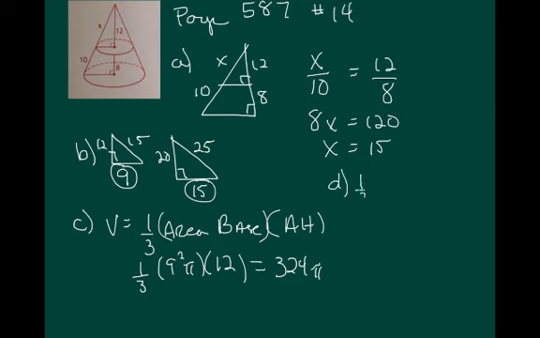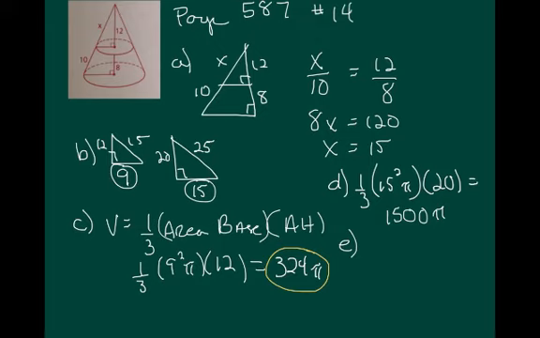To find the volume of the larger cone, we're going to do the same thing. But this will be 1/3 times 15 squared pi times the altitude of 20, which equals 1500 pi. Okay, for part E, they want to find the volume of the frustum. Well, that's simply going to be subtracting the volume of the top cone from the larger volume of the bottom cone. So we're going to get 1500 pi minus 324 pi, which will equal 1176 pi.